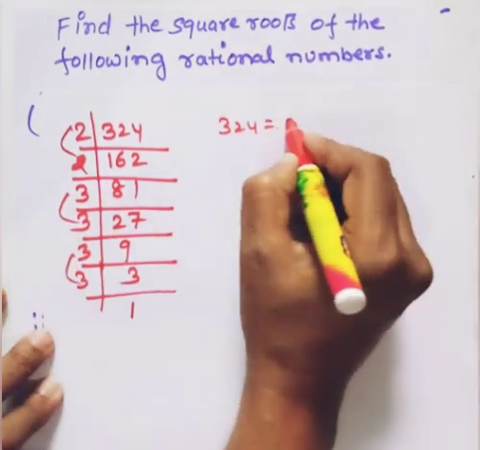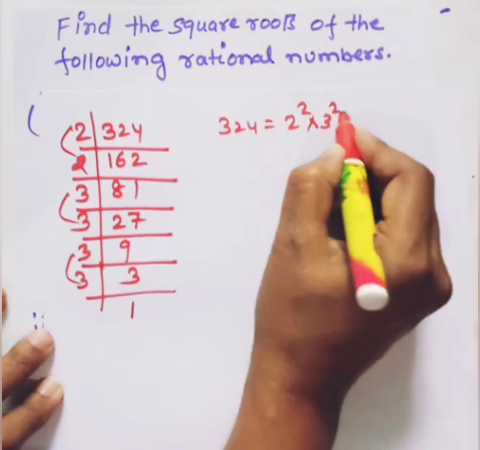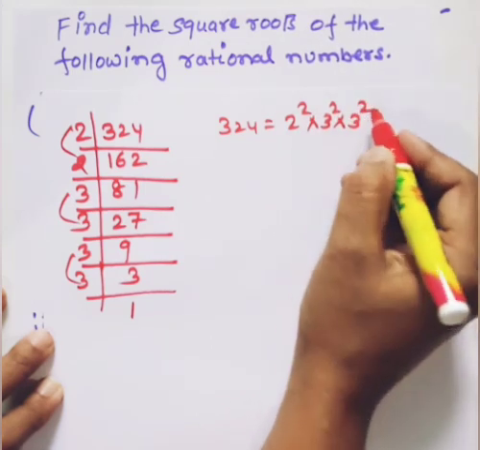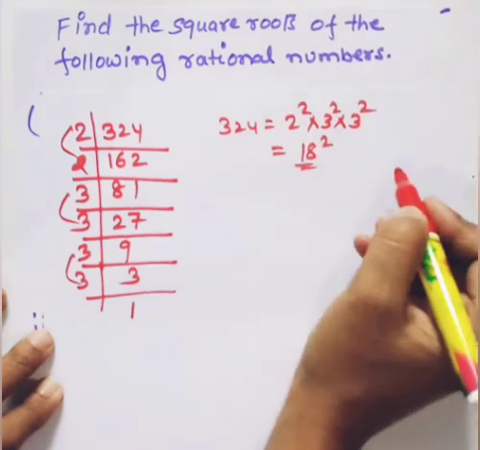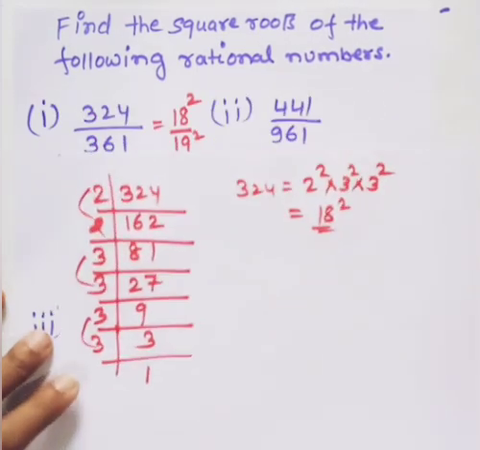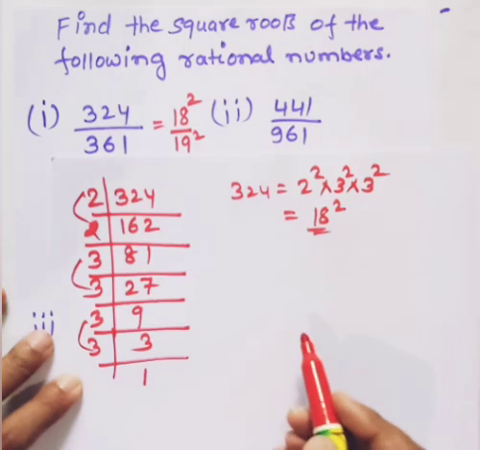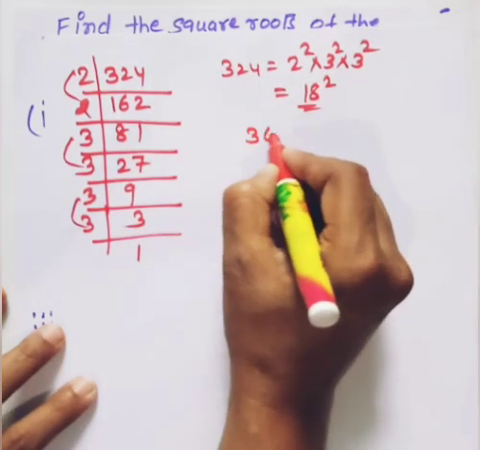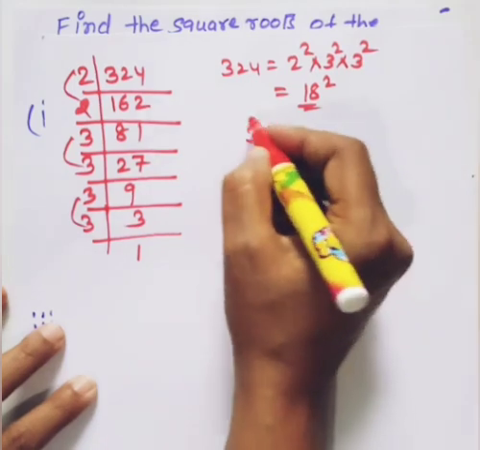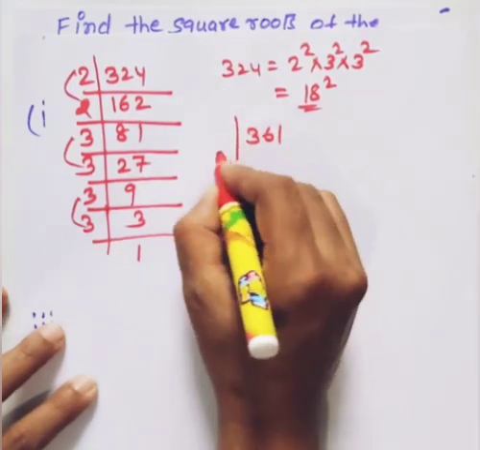324 is equal to how much? 2 square into 3 square into 3 square. So this can be written as 3 3s are 9, 9 2s are 18 square. So this is how you can get 324 is equal to 18 square. Now you can ask how we will find 361. So see, 361 also can be factorized this way.